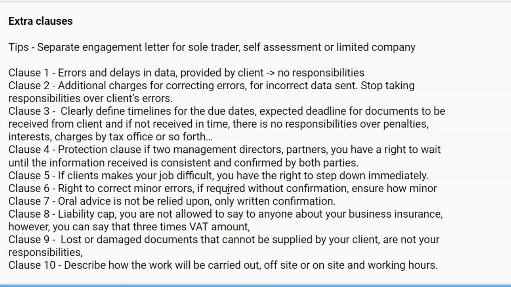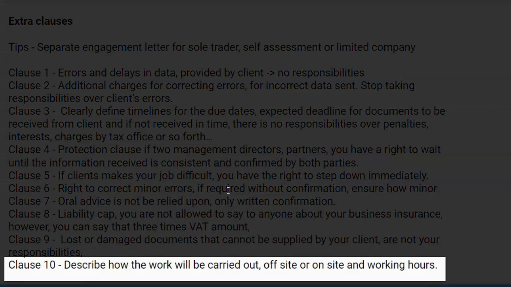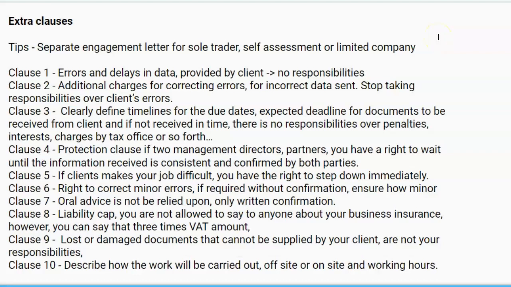Lost and damaged documents already mentioned. Last but not least, describe how the work will be carried out. I thought that would be a very important topic if you're working on the site with a client, so make sure you clearly define how many days you agree to work, the working hours, perhaps you even agree on travel expenses. Please watch my other video about online and on-site work. There are some advantages and disadvantages which I've discovered through my work, so make sure you watch this video as well. Now let's look at the example of the engagement letter.